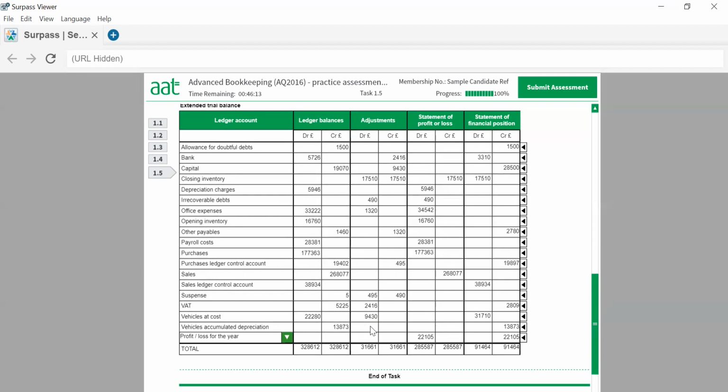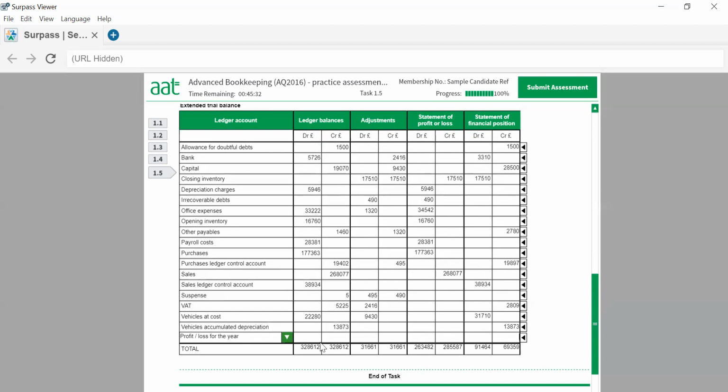Your vehicles at cost, you had in your original balance of 22,280. You've got an adjustment of 9,430, which means your vehicles, which are assets in your statement of financial position, are 31710. Vehicle depreciation obviously goes on the credit side in your statement of financial position, 13,873. Okay, and these are the balancing figures that I've put in. So when you look at it, I'll take that off. I put those in. I'll just show you so that you know.